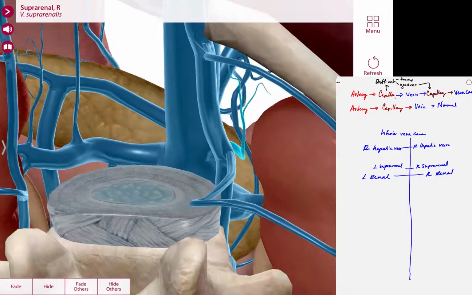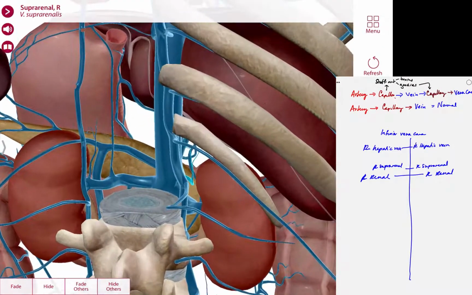Okay, so this is a little bit of a change from what we saw in the arteries, where the adrenal gland or the adrenal artery came off of the renal artery. Here it comes directly off of the vena cava.